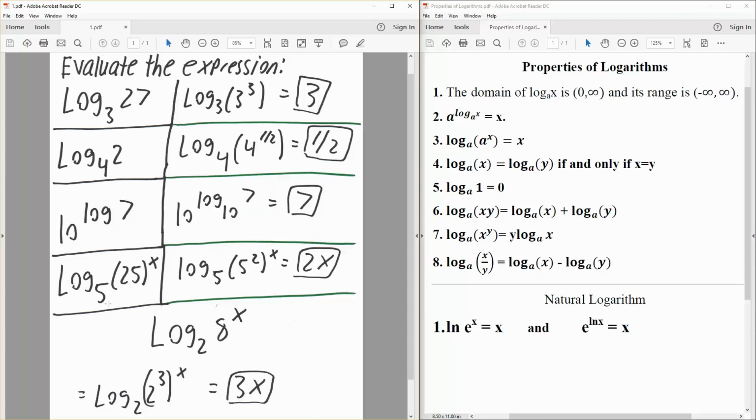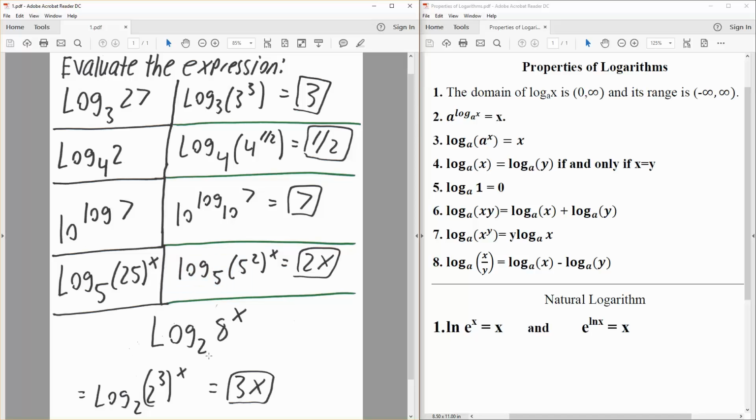Next, log base 5 of 25 raised to x. Instead of saying 25, we could say 5 squared. So this is like rule number 3. So log base 5 of 5 squared, raised to x. So this part right here would cancel, and our final answer would be 2 times x. So the answer is 2x.